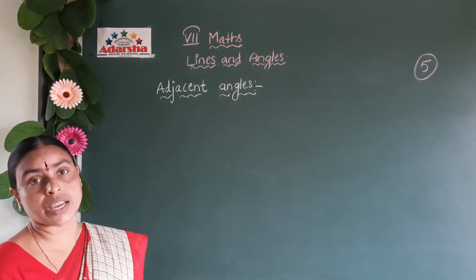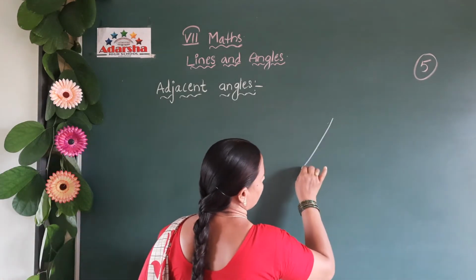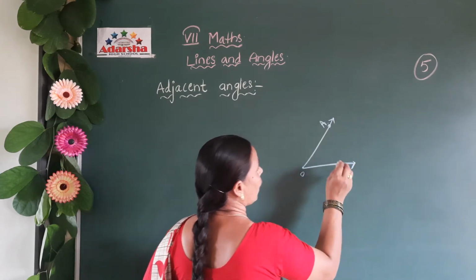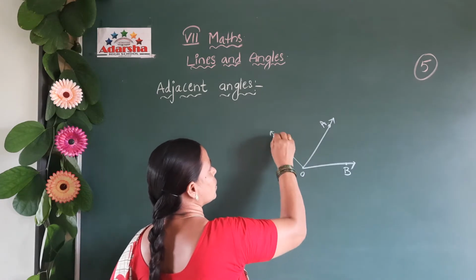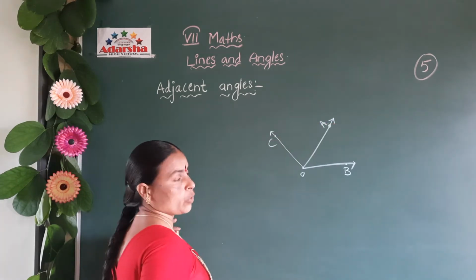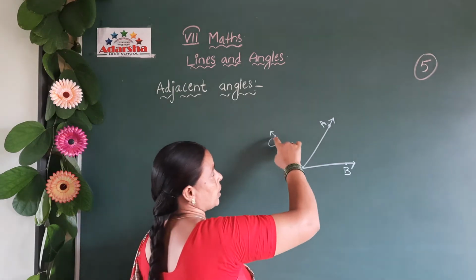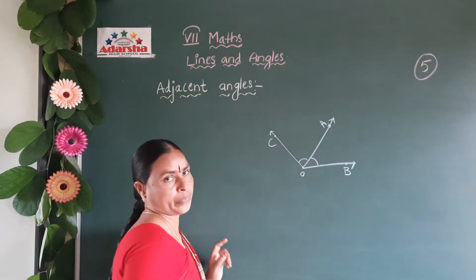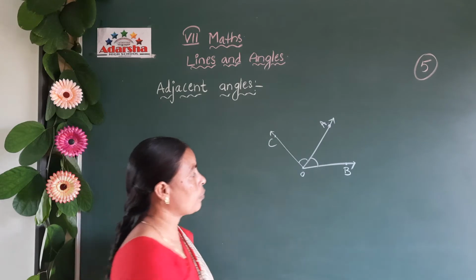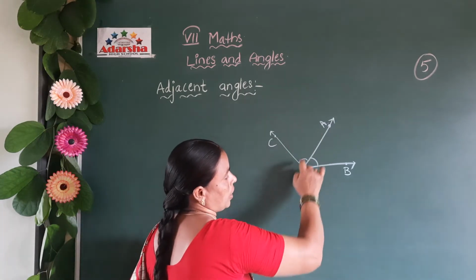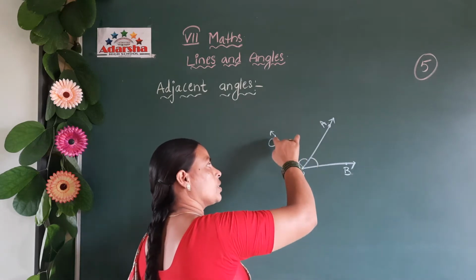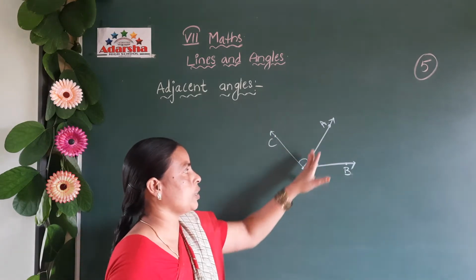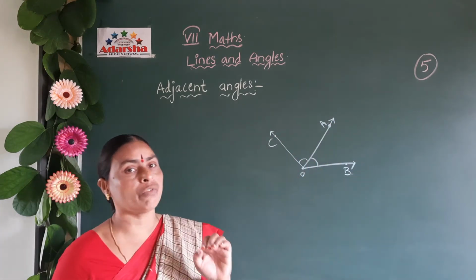Here, what are adjacent angles? See, for example, here is one angle, AOB, and here one more angle is there, that is COA. In this figure two angles are there. The first angle is COA and the second angle is AOB. What about these two angles? They have the common vertex. The vertex of angle AOB is O, and the vertex of angle COA is also O. That means angle COA and angle AOB have the common vertex.